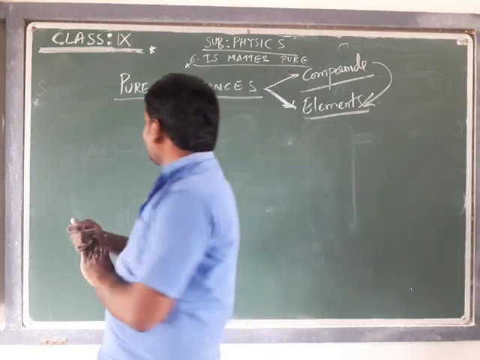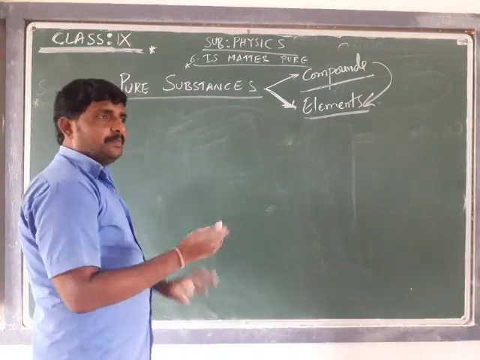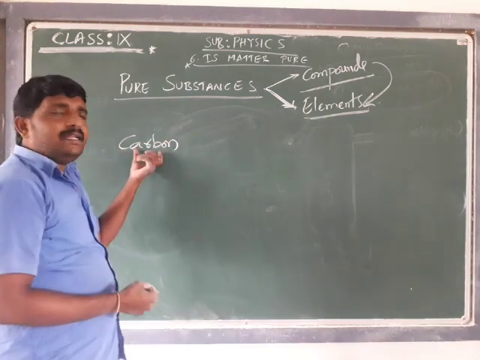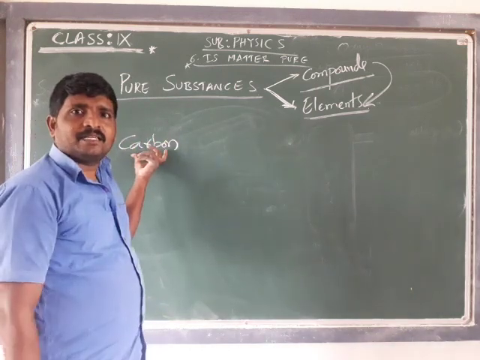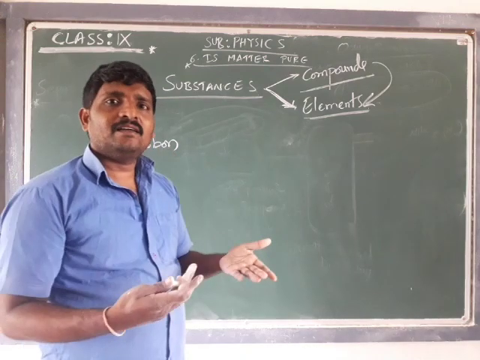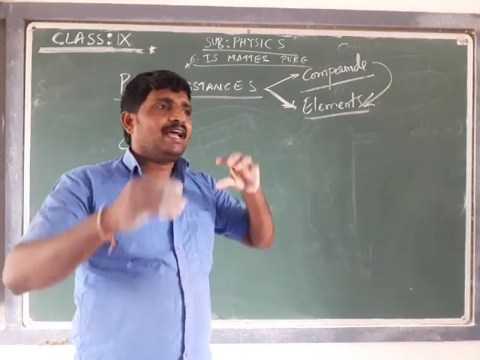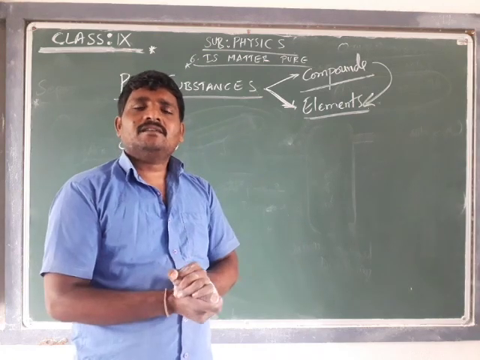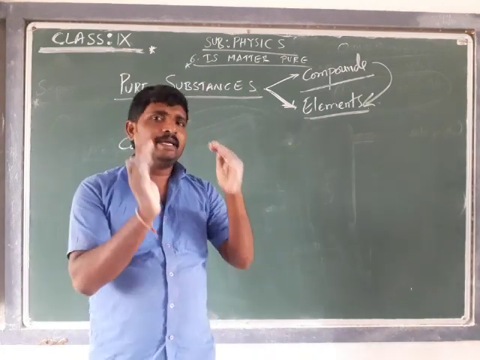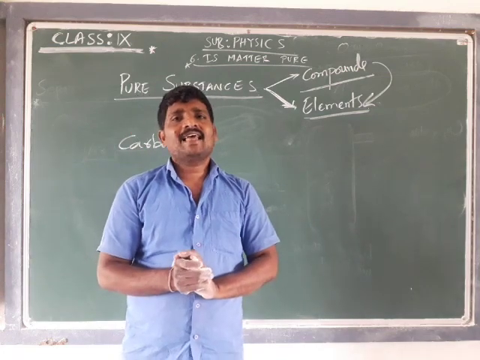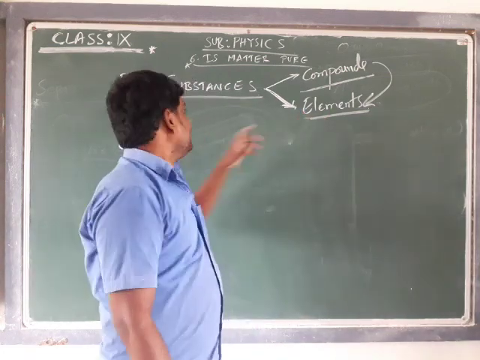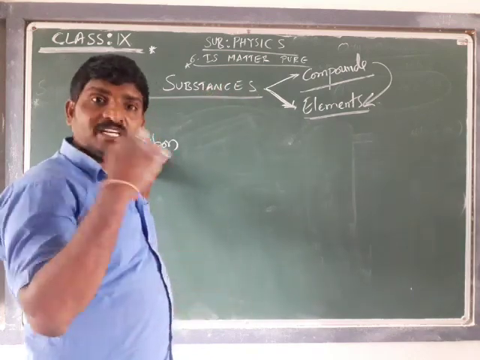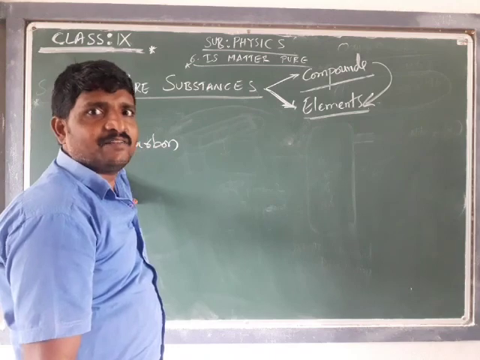What does it mean? Suppose I take carbon. Carbon is a base substance. Just like A, B, C, D in English, we have ABCD as alphabets, which are the base of the English language. In the same way, an element is the base substance of chemistry. This is the initial substance of chemistry.